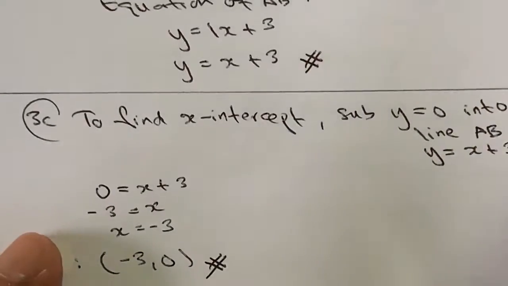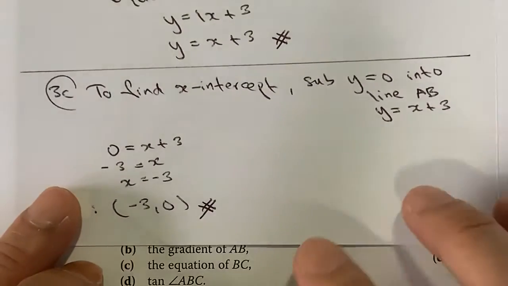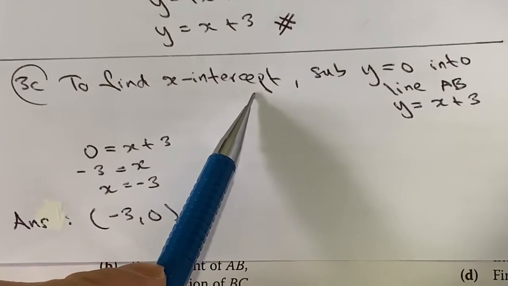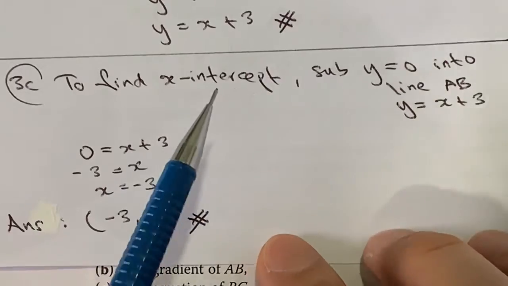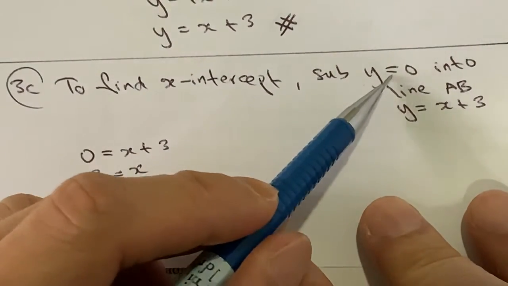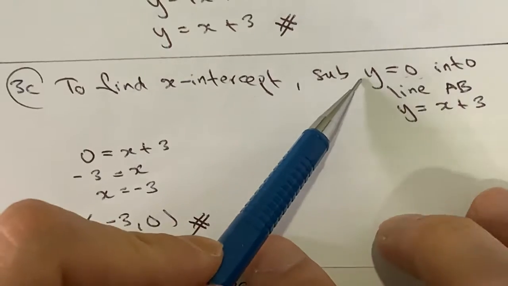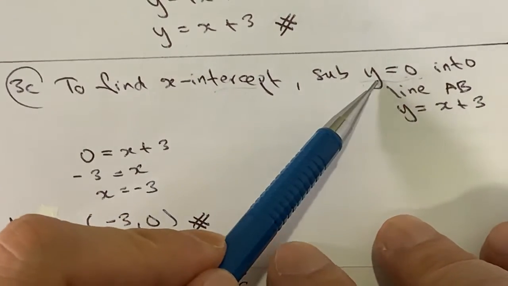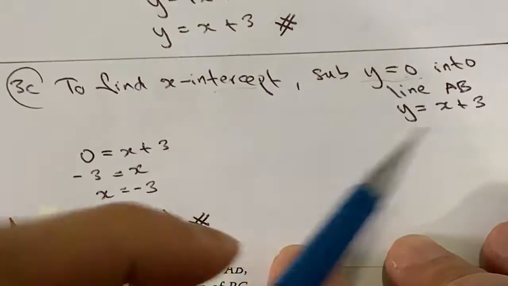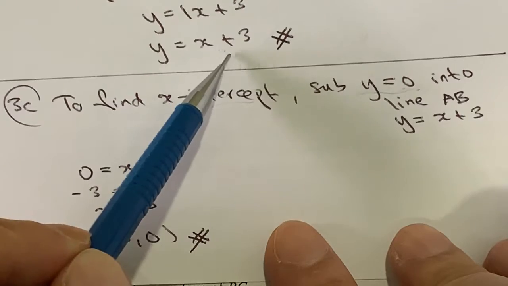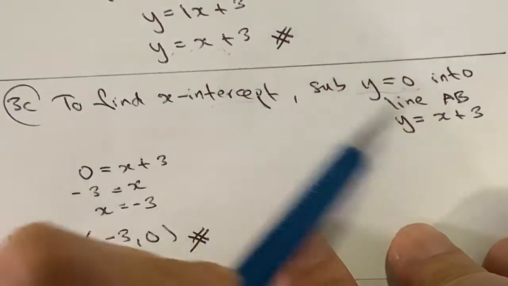Okay, next part of the question. Again, we have the line AB. Now we have to find the coordinates on the x-axis. So we find x-intercept. Substitute x equals to 0. Okay, so this is a standard step to find x-intercept. Substitute x equals to 0. So the line has been given, or not given, you have already derived in part B. So y equals to x plus 3 here.